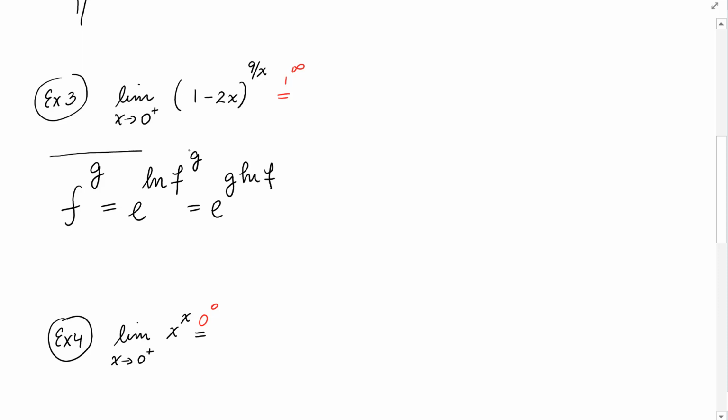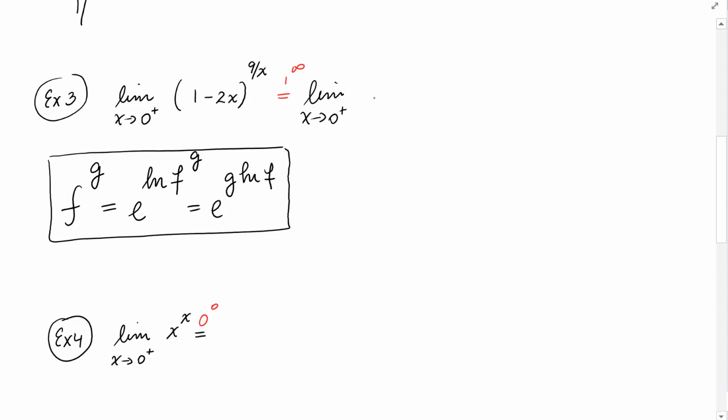So this is an important change of exponents. Instead of having the base f, or whatever number or function, I have base e. So in our case, it's going to be limit as x is approaching 0 plus of e to 9 over x ln of 1 minus 2x, where I used as my f, it's actually 1 minus 2x, and our g is 9 minus x. This g is 9 minus x.